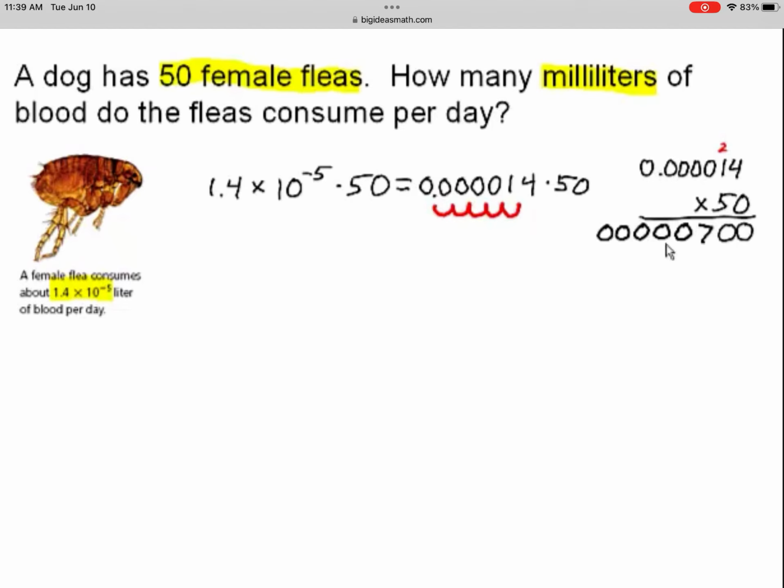To place the decimal point in our answer, we need to count the number of decimal places to the right of the decimal point. 1, 2, 3, 4, 5, 6. So we need 6 decimal places in the answer. So the answer is 7 ten-thousandths.